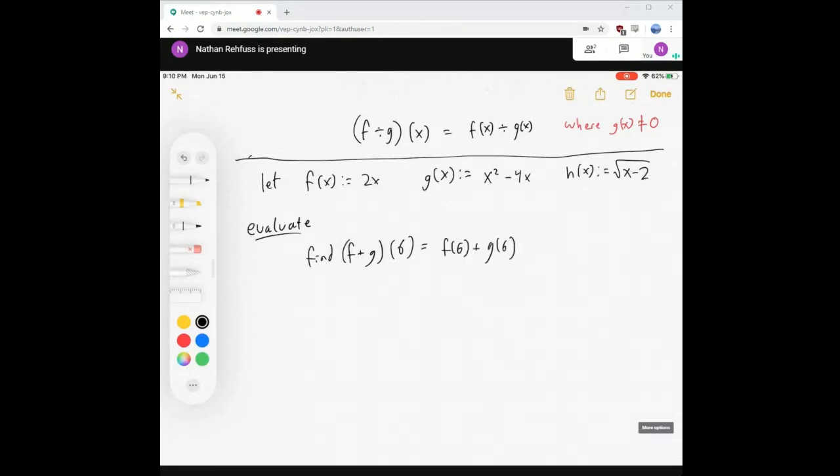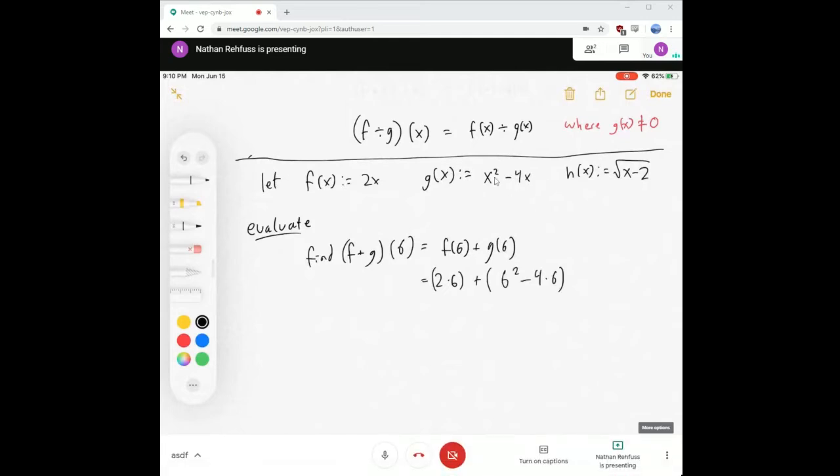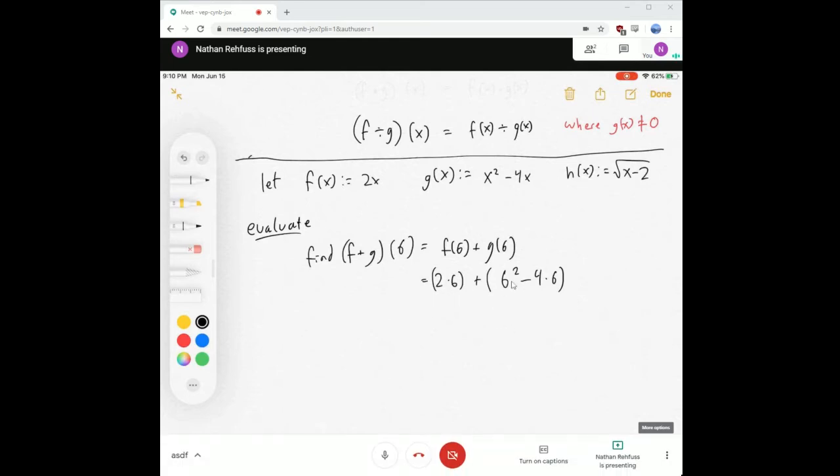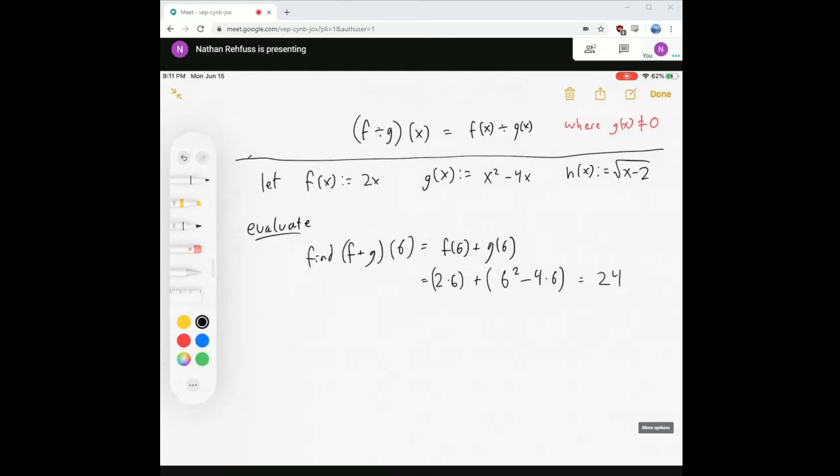Now I know f of 6 is 2 times 6, and I know g of 6 is, well, let's see, that'll be 6 squared minus 4 times 6 now, won't it? Because I just put 6 in here everywhere that x was. So here's f of 6, here's g of 6, and now we just need to finish evaluating. This thing right here is 12. This is 36 minus 24. Well, that also happens to be 12. So my final answer is 24. So f of 6 was 12, g of 6 was 12. So f plus g of 6 was 12 plus 12, which is 24.